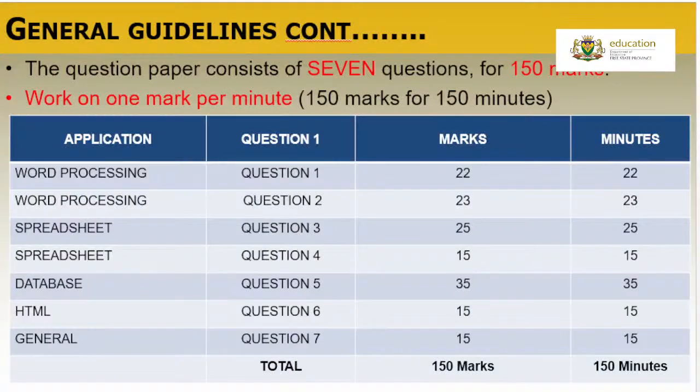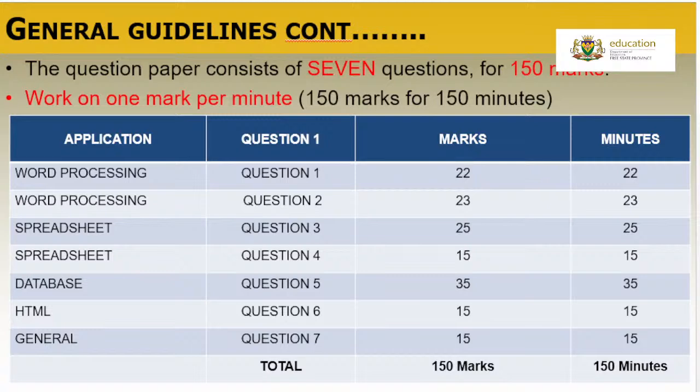Your paper consists of 7 questions for 150 marks. Now, the key is you work on 1 mark per minute. In other words, 150 marks for 150 minutes. Now, when you get your question paper, you'll find you've got question 1 up to question 7. These marks are not exact, it's just an estimation. They might change. Question 1, for instance, it might be 22 marks. Then it means you must work for 22 minutes.